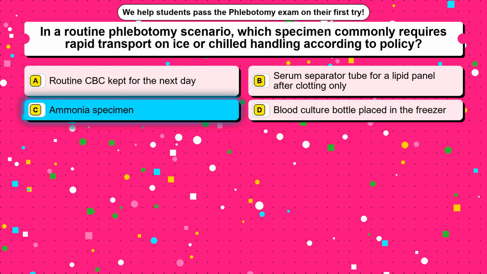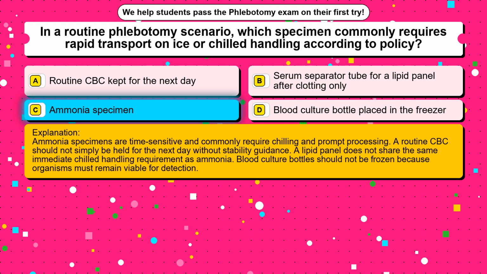The correct answer is option C. Ammonia specimen. Ammonia specimens are time-sensitive and commonly require chilling and prompt processing. A routine CBC should not simply be held for the next day without stability guidance. A lipid panel does not share the same immediate chilled handling requirement as ammonia. Blood culture bottles should not be frozen because organisms must remain viable for detection.